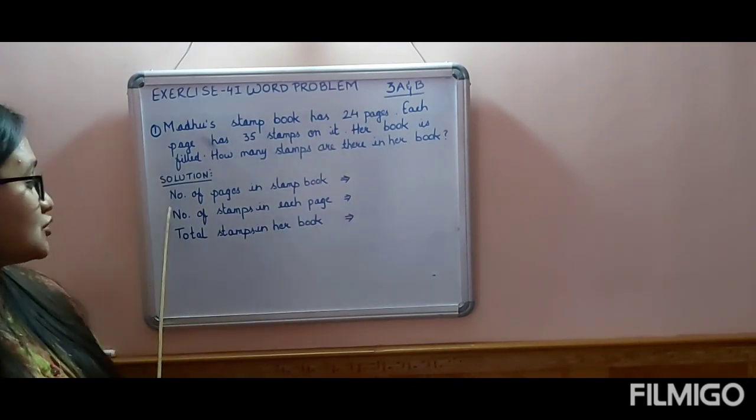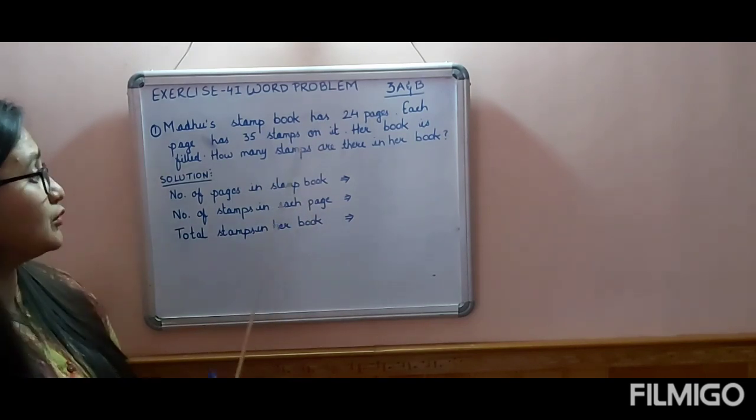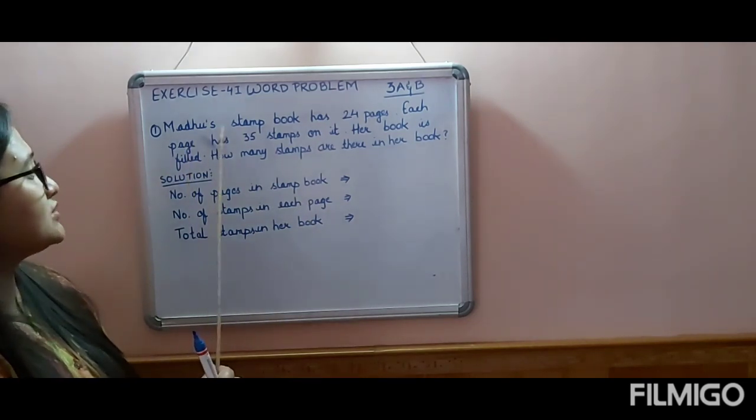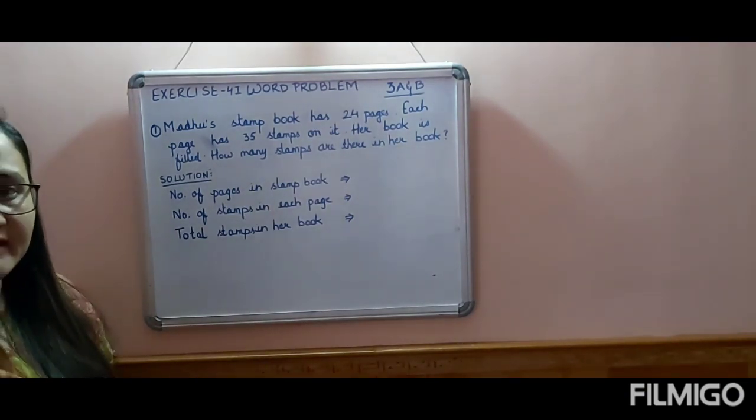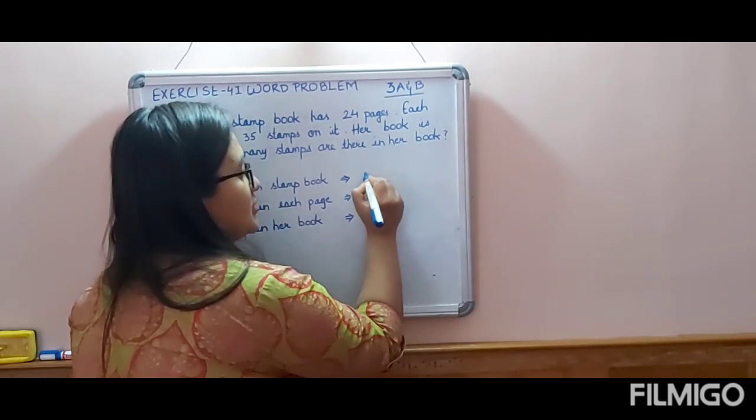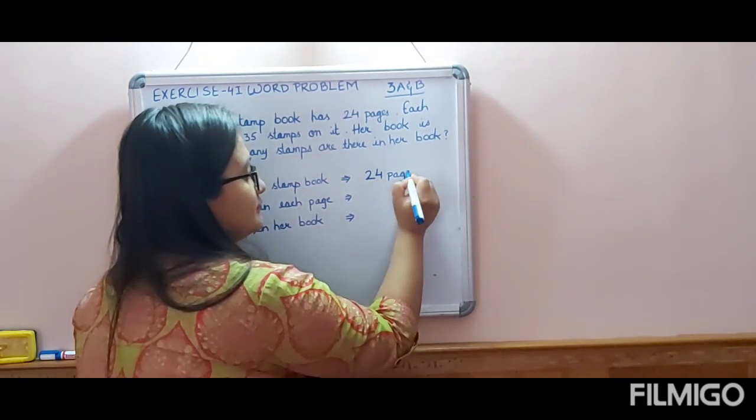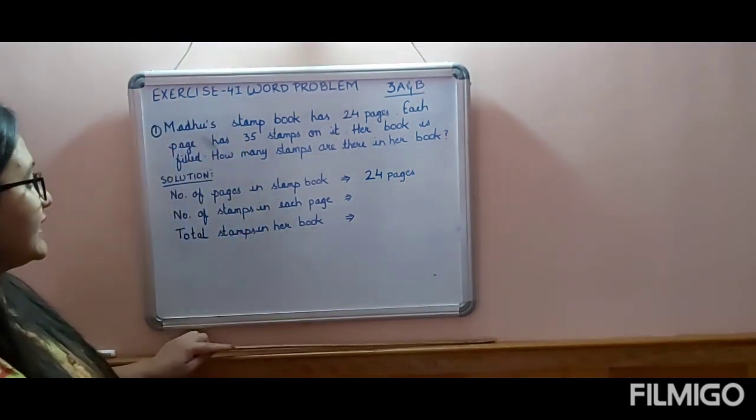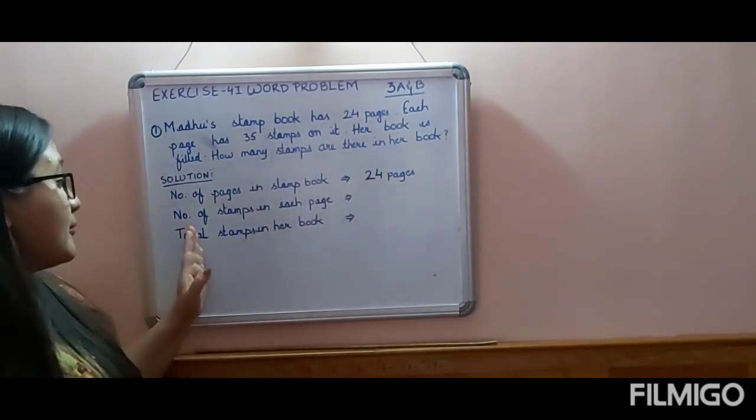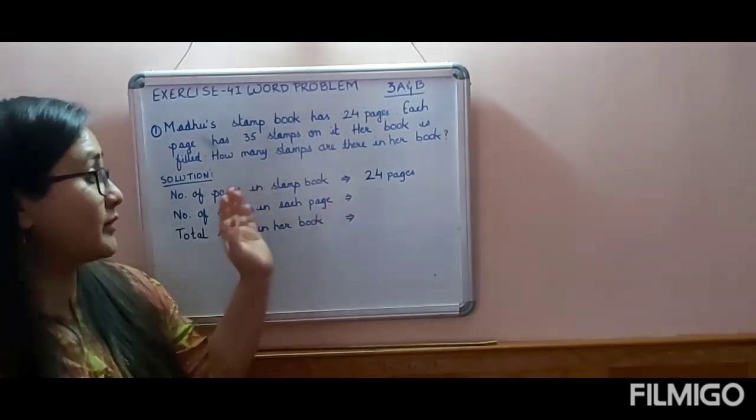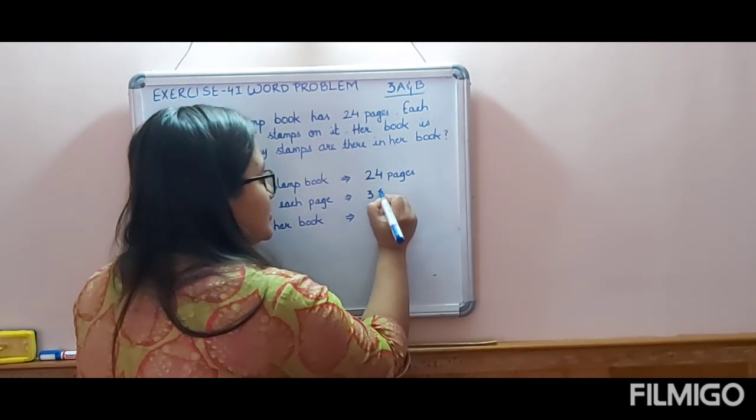In the first line you will write the number of pages in the stamp book. Here in the first line it is said Madhu's stamp book has 24 pages. How many pages are there? There are 24 pages. So here you will write 24 pages. Then in the second line you will write each page has 35 stamps on it. So, number of stamps in each page. How many stamps are there in each page? There are 35 stamps in each page.